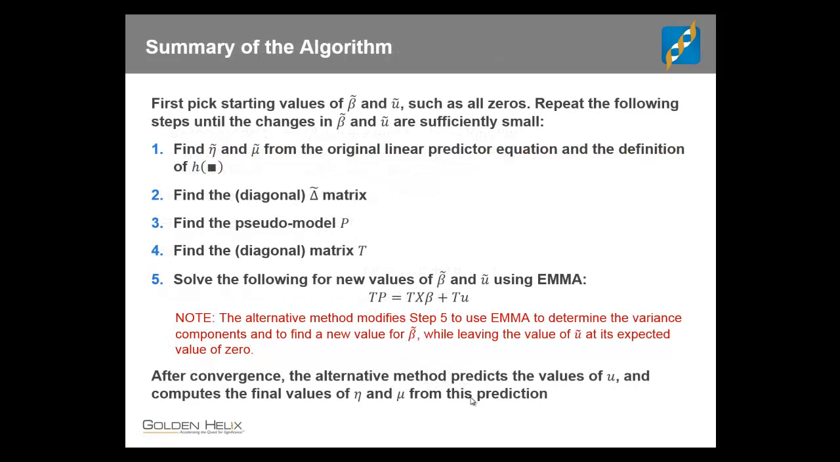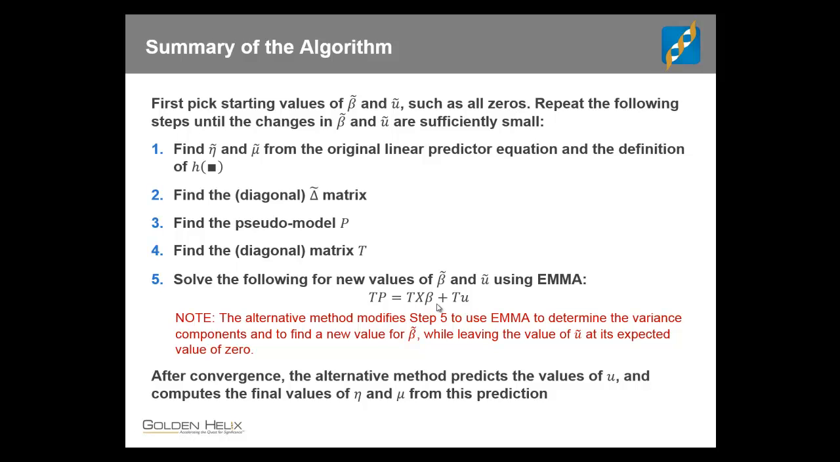All right, let's summarize the algorithm. First we want to pick starting values of beta and u, such as all zeros. Then we can repeat the following steps until the changes in tentative values of beta and u are sufficiently small. We can find eta tilde and mu tilde from the original linear prediction equation and the definition of H. Then we can find the diagonal tentative delta matrix, find the pseudo-model P, find the diagonal matrix T, and then solve the following for the new values of beta and u using EMMA.